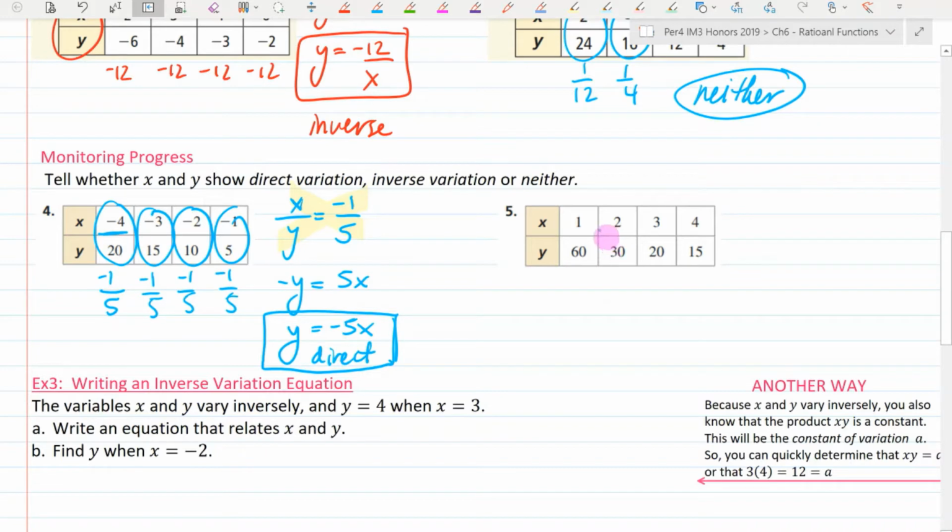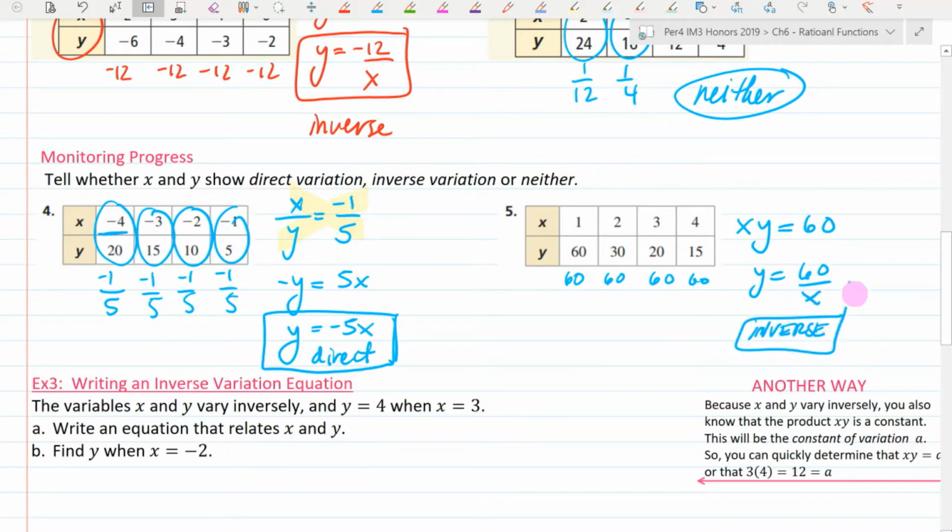For this one, if you multiply, you get 60, 60, 60, and 60. So they do all multiply to the same number. So x times y is equal to 60. So y is equal to 60 over x. So that is inverse variation. And that's the formula. All right.